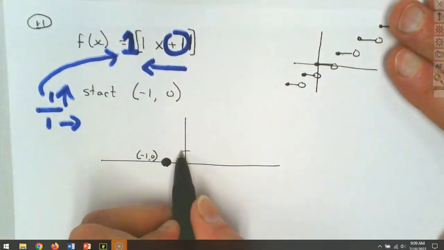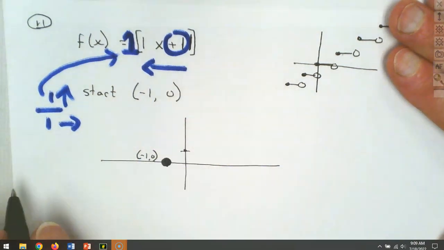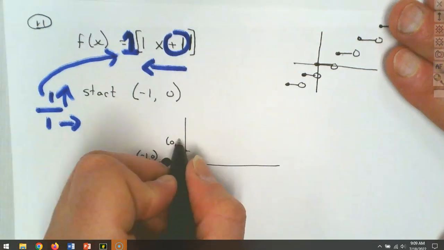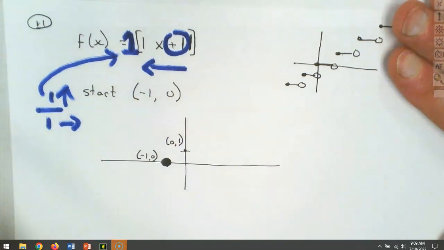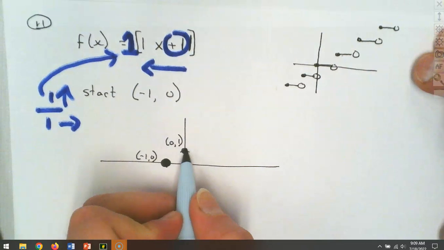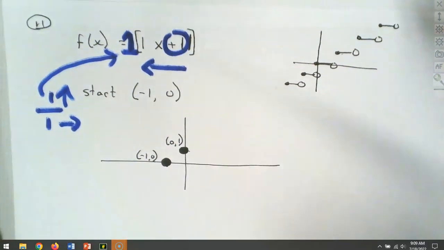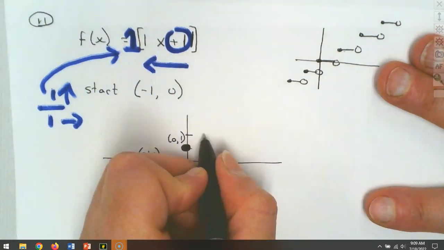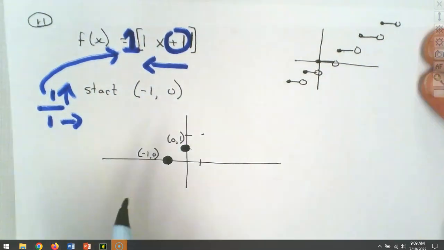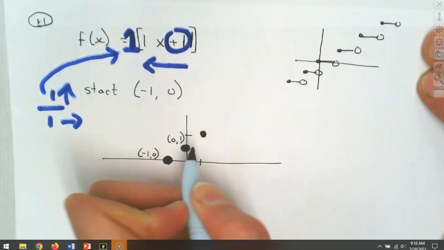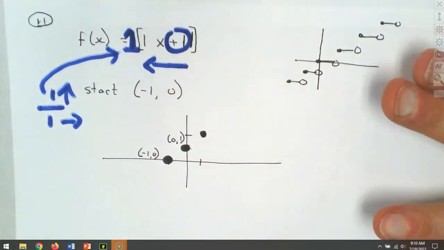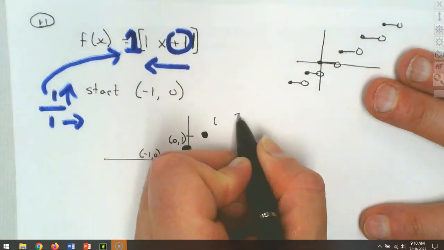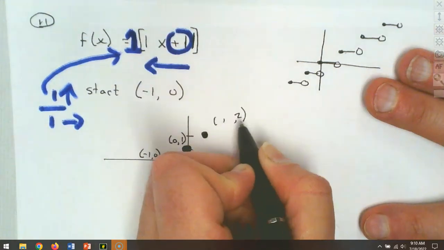Up 1, over 1. Okay, and if I move up 1 and over 1, then that makes that point 0, 1. And that's going to make another closed circle. And then I move up 1 and over 1 again from that point. And if I do that, that makes another closed circle there. And that's going to be up 2, and we went over 1. So that's 1, 2 there.